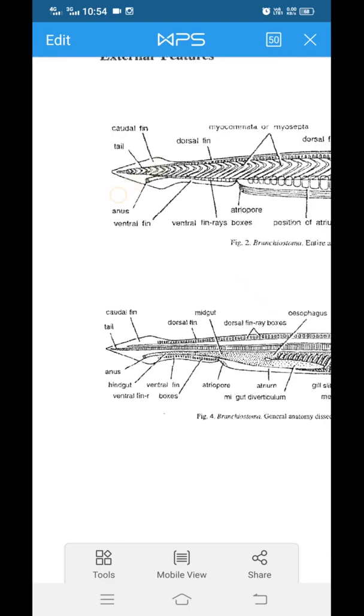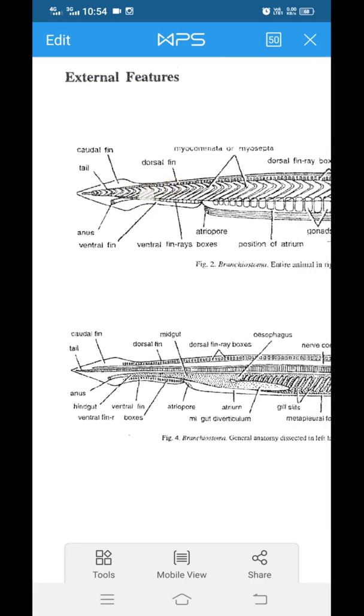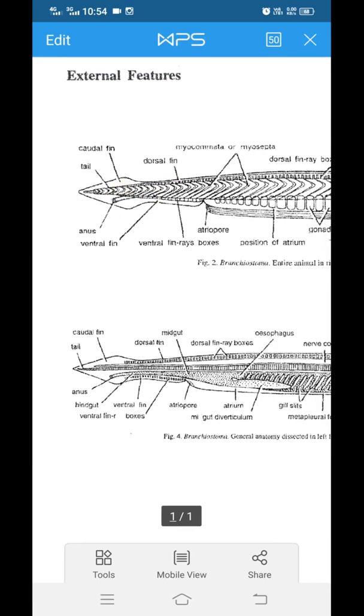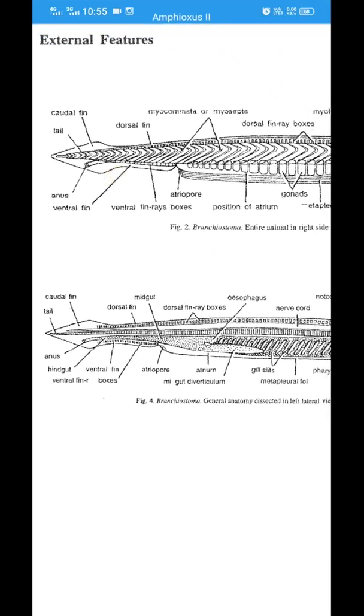Here you can see the dorsal fin runs behind and joins the caudal fin. The ventral fin runs mid-ventrally from the caudal fin up to the atriopore along the posterior trunk region. It is slightly wider than the dorsal fin. Here you can see the ventral fin.